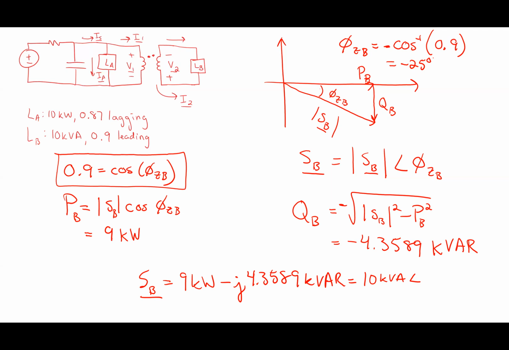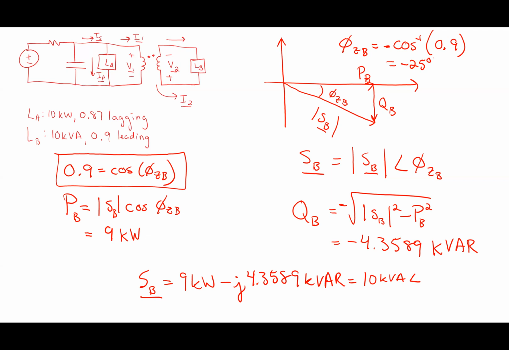Which part? Here? This part? Yeah. Since I was told here that the apparent power is 10 kVA, that's the length of this side. That's the magnitude of the vector.